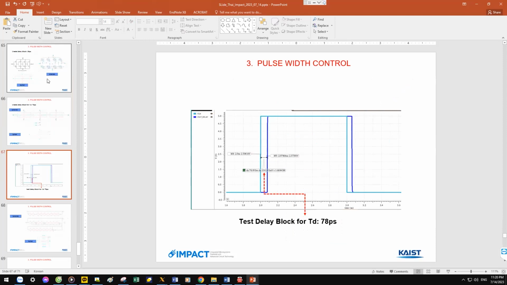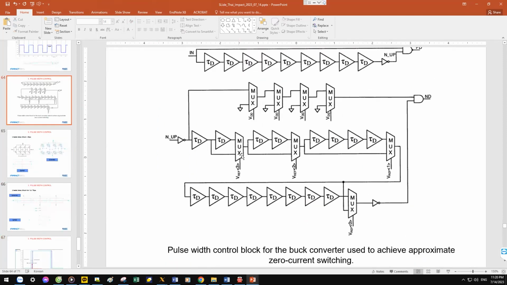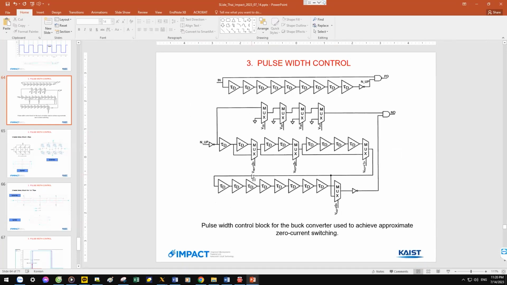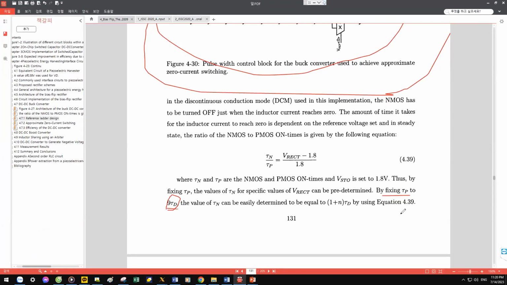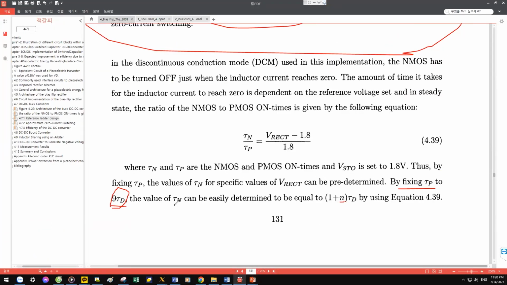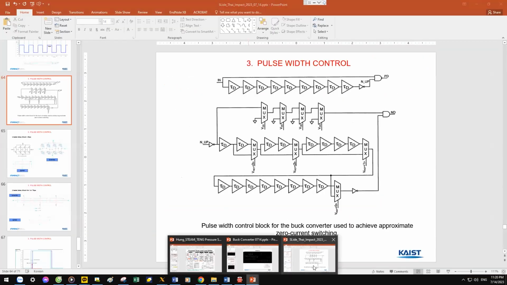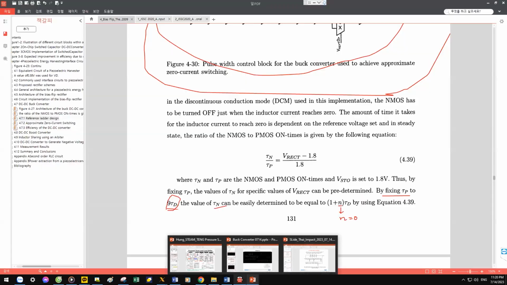If you set on is 5 volt in reference, so delay only 1 TD, right? Yeah. In here, TN will be 1 plus N TD. So you set on reference to 5 volt mean N is equal to 0, right? Yes. But why your delay is... But bro, I don't understand the input of pulse width control.